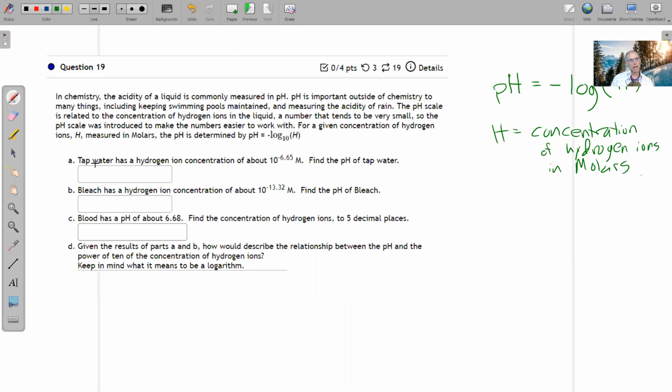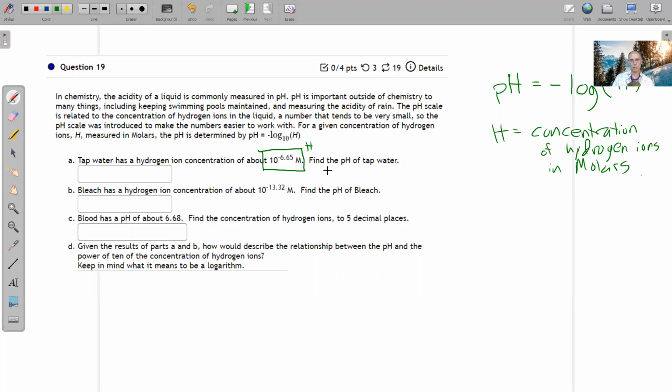All right, so for part A, we're given that tap water has a hydrogen ion concentration of about 10 to the power negative 6.65. So we're given the hydrogen concentration. So this right here is my value for H. So I'm just going to plug it in to get the pH.